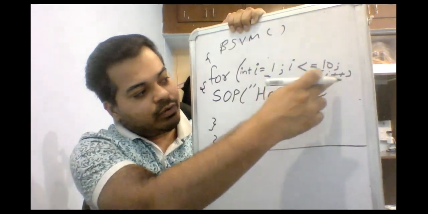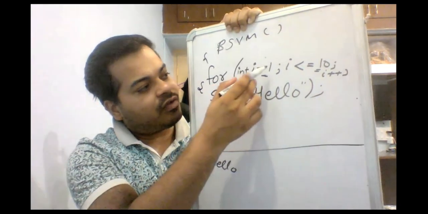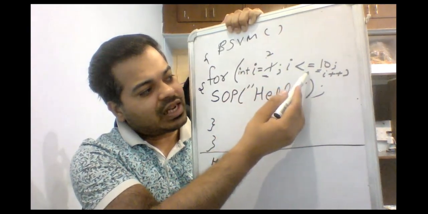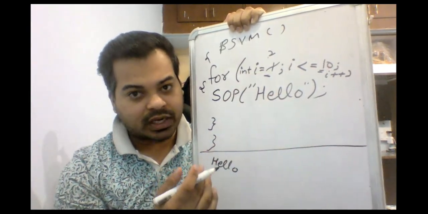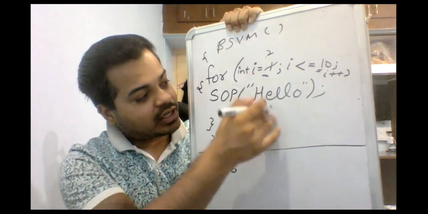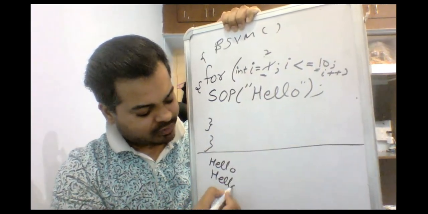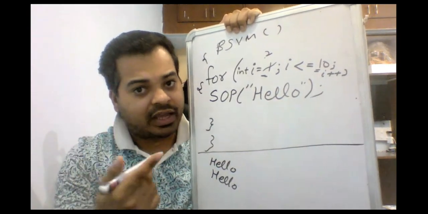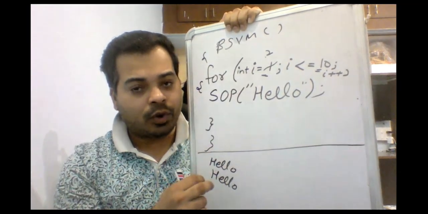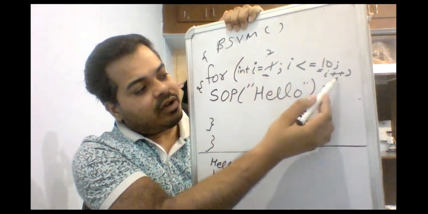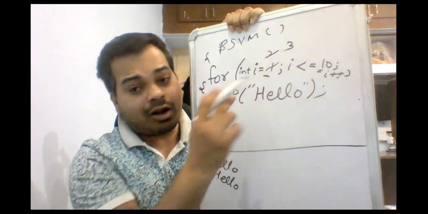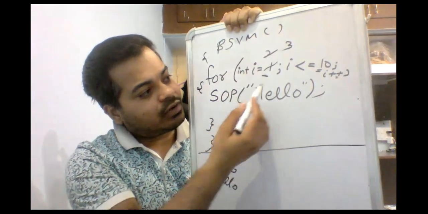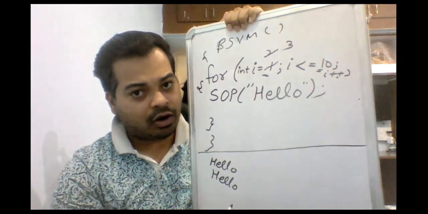After printing it, it will increment the value of I. Earlier the value of I was 1, now it will make it 2. After making it 2, it will check whether 2 is less than or equal to 10 or not. We all know that 2 is less than 10, so again it is going to print hello. After doing that, I plus plus will increment the value of I every time one flow is done. Now it will increment the value of I from 2 to 3, and the moment the value of I becomes 3, it will check whether I is less than or equal to 10 or not. It is.